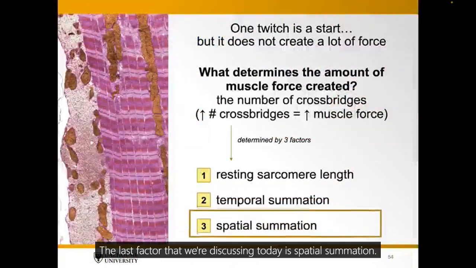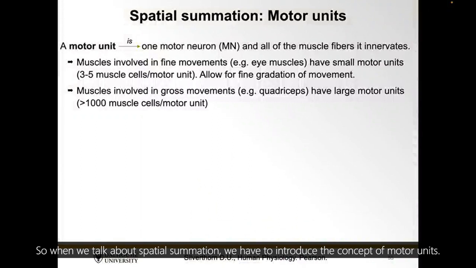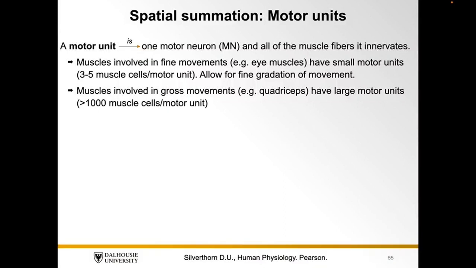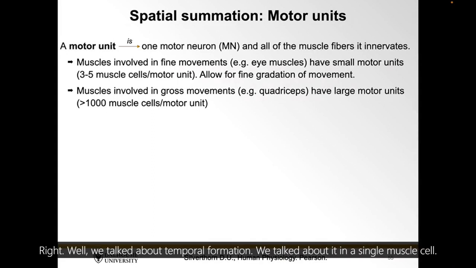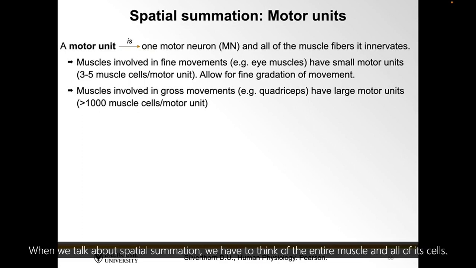The last factor that we're discussing today is spatial summation. So when we talk about spatial summation, we have to introduce the concept of motor units. By definition, a motor unit is one motor neuron and all of the muscle cells that it innervates. So when we think about spatial summation, now we have to think about the entire muscle, right? When we talked about temporal summation, we talked about it in a single muscle cell. When we talk about spatial summation, we have to think of the entire muscle and all of its cells.